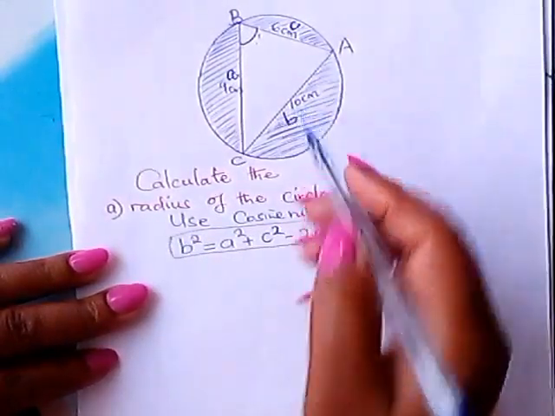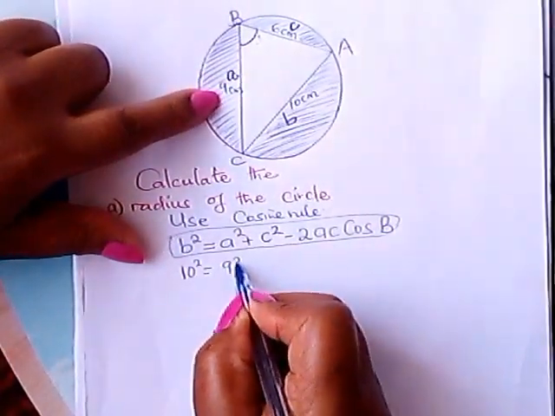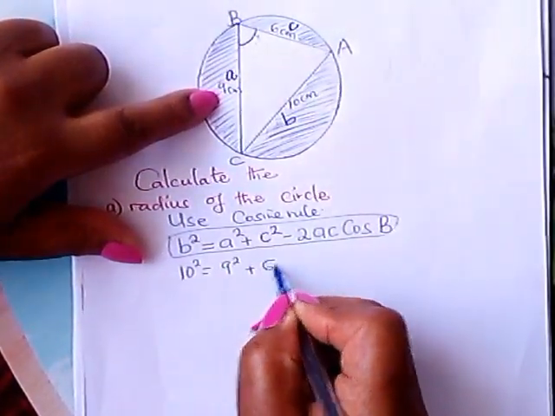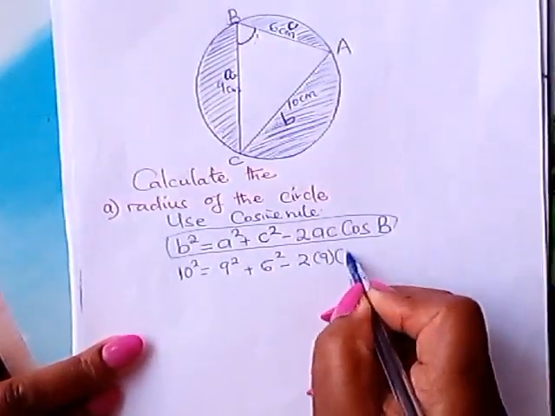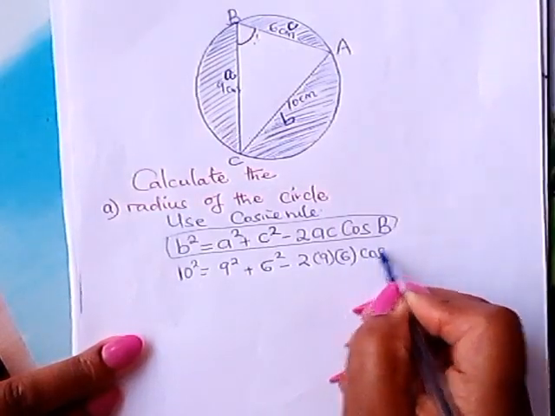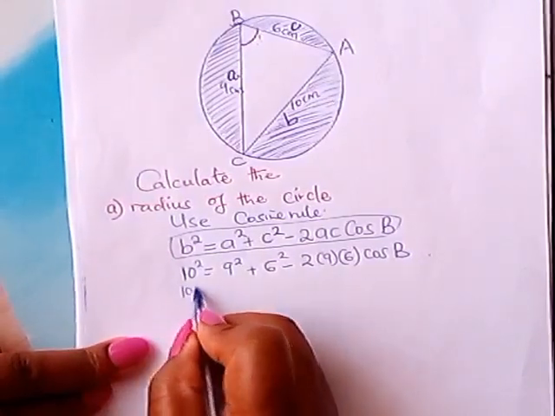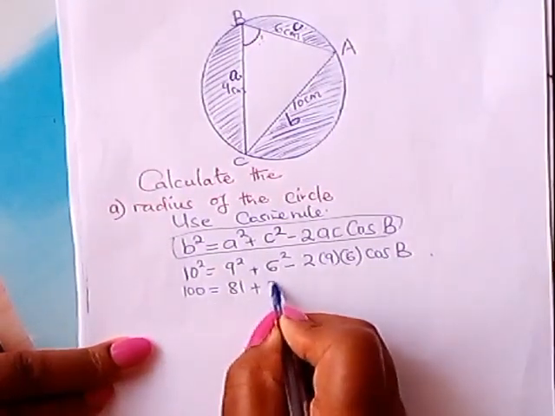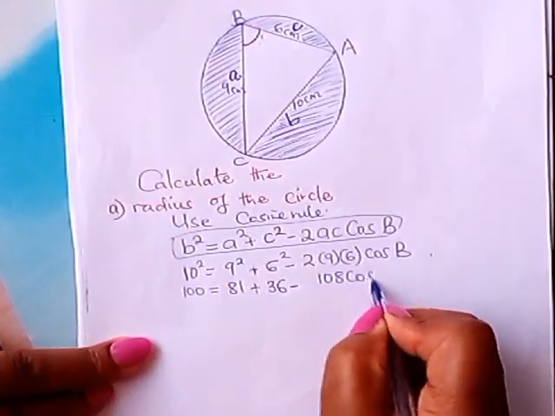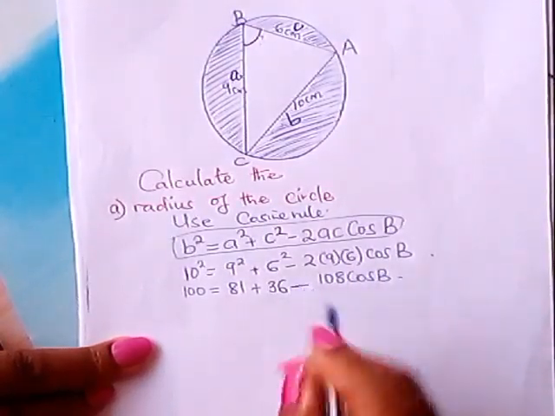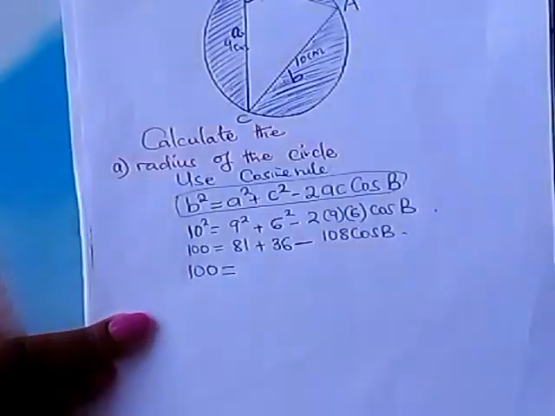So from there, you fix your figures. 10 squared is equal to, your a is 9, so 9 squared, c is 6, 6 squared, minus 2 times 9 times 6 cos B. Look at that line, cos B. And therefore this gives us 100 is equal to 81 plus 36 minus 108 cos B.